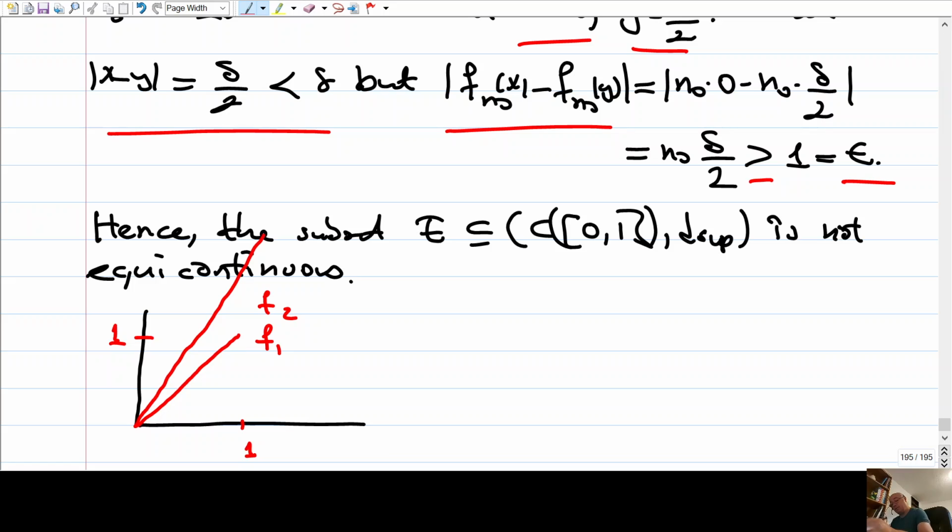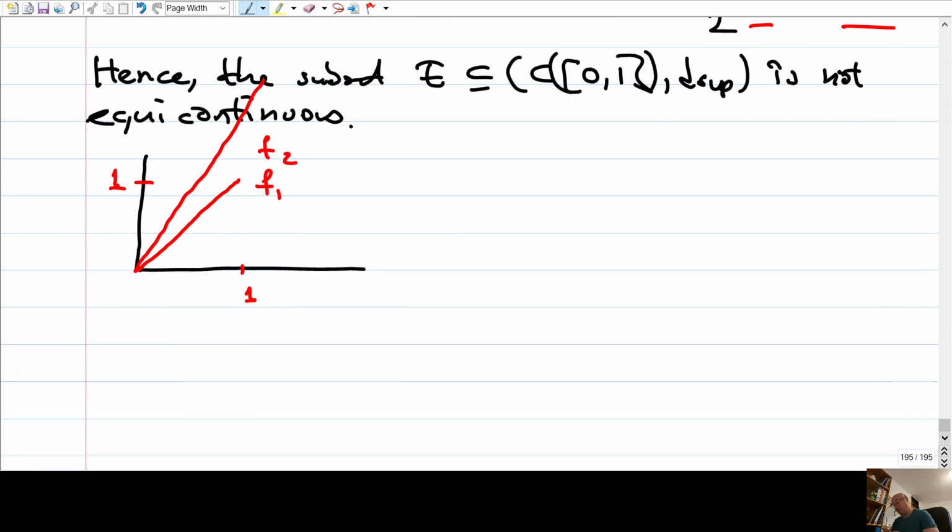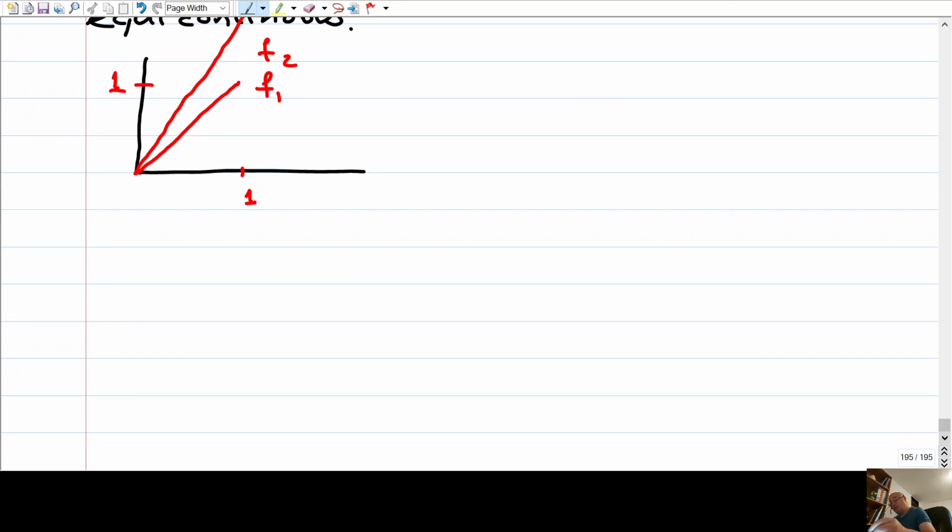So even with this complete metric space of continuous functions on the interval [0, 1], one of the simplest metric spaces of functions, a complete metric space, and functions are very nice on the interval [0, 1]. But even this complete metric space contains subsets which are not equicontinuous. So equicontinuity is something really important. It's an important assumption. And let me describe the theorem.